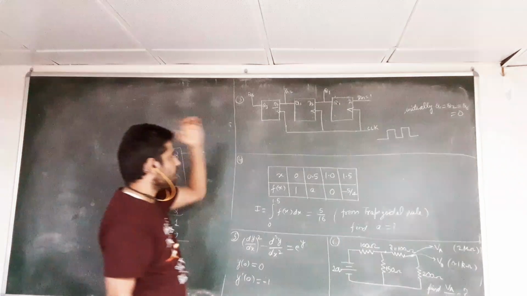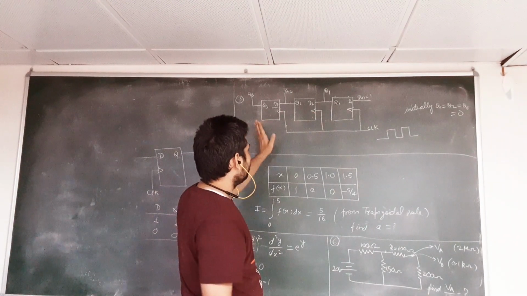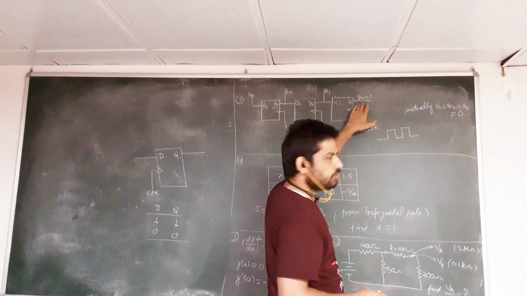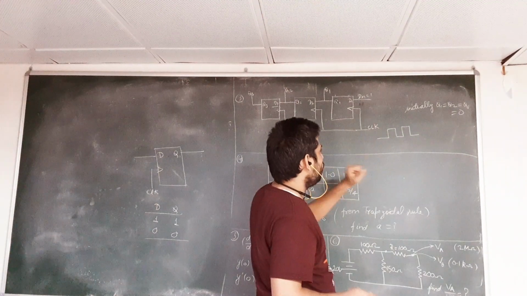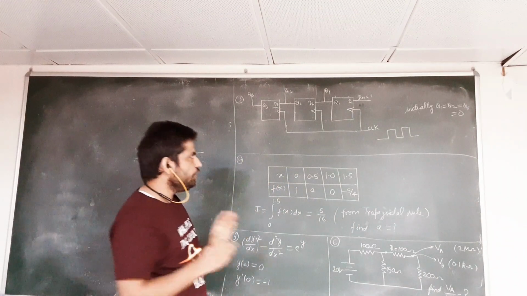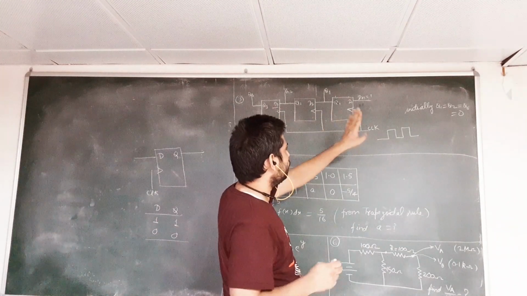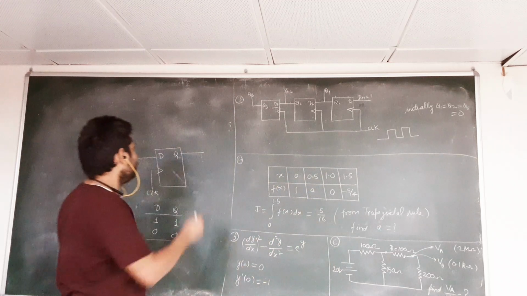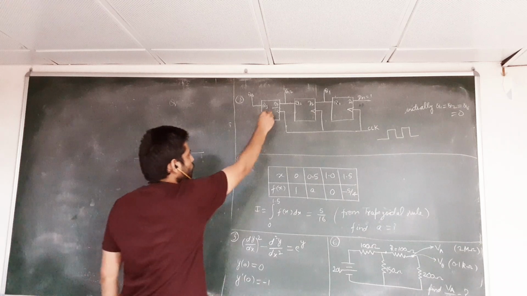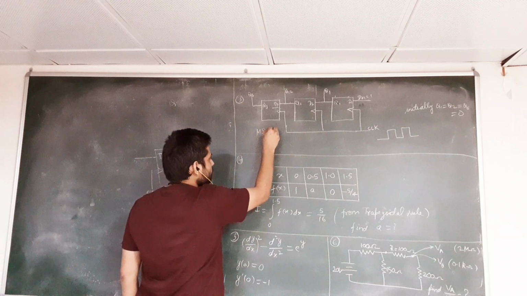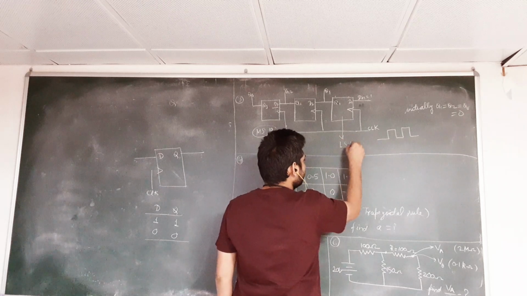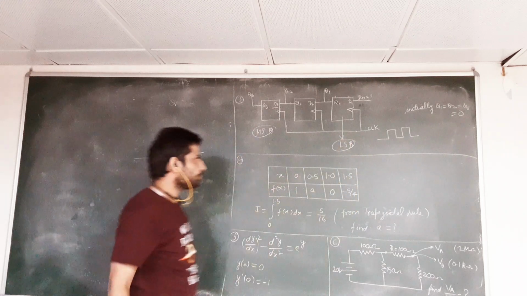So the question says there are 3 cascaded D flip-flops, and the input at this particular D flip-flop is 1. And the question asks, what will be the output after 2 clock cycles? Initially, all the outputs Q1, Q2, Q3 are given as 0. So we can make a table. It is also given that this Q3 is your MSB, most significant bit, and this Q1 is your LSB, that is least significant bit.